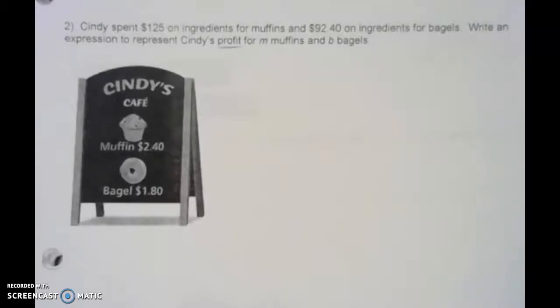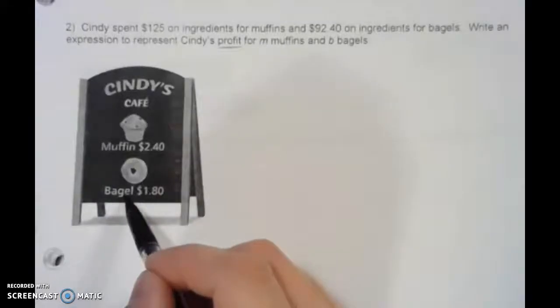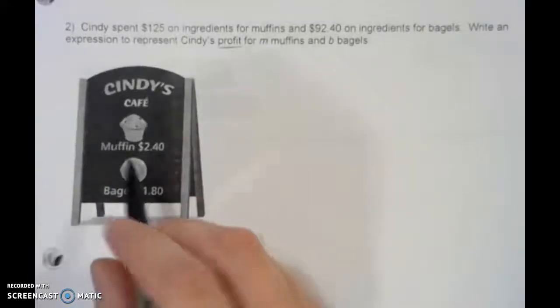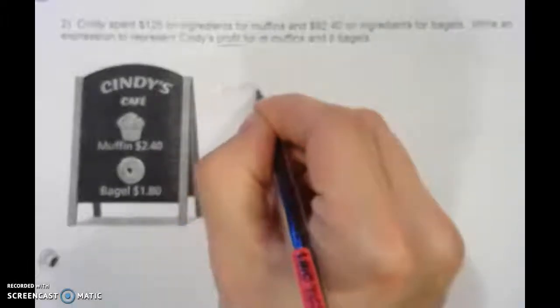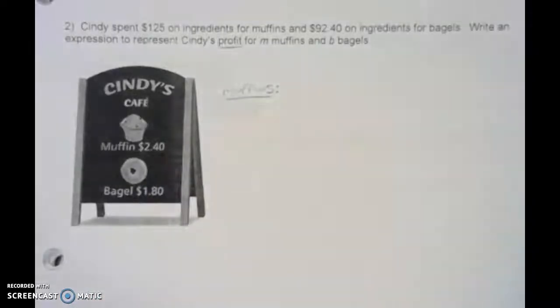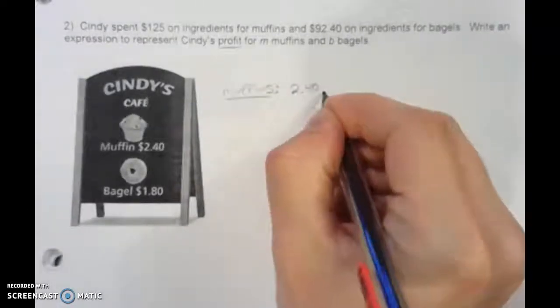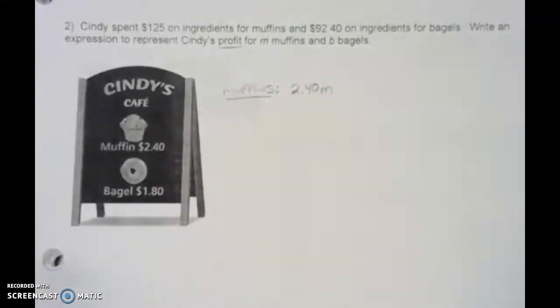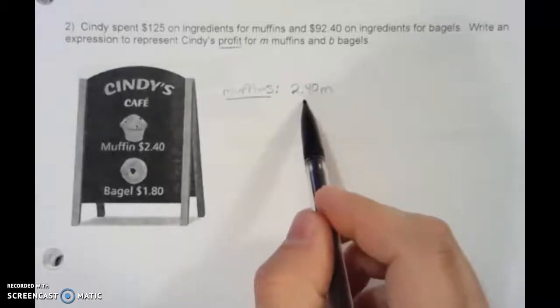Okay, and so we've got two different foods. We've got muffins and bagels, and let's figure out what the profit's going to be for each type of food. So we'll start with the muffins. Okay, muffins. She sells muffins for $2.40 each. So each muffin M that she sells, she's going to get $2.40. So she's going to earn $2.40 times M muffins. Okay, so this is going to represent the amount of money that Cindy earns by selling muffins.